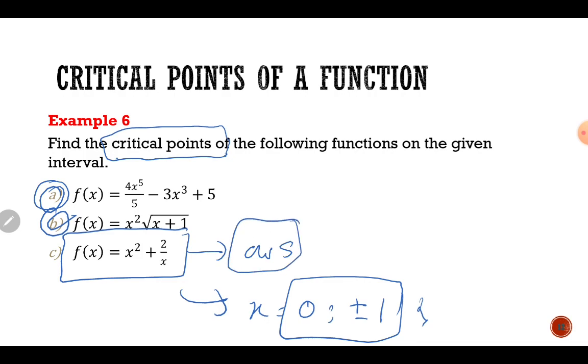Alright class, so that's all for the second part of the video for today's asynchronous lecture. We're going to continue next in the next video. Daripada critical points ni, macam mana kita nak identify sama ada dia adalah local maximum, local minimum ataupun absolute maximum ataupun absolute minimum.